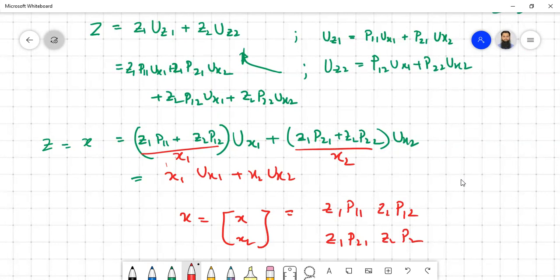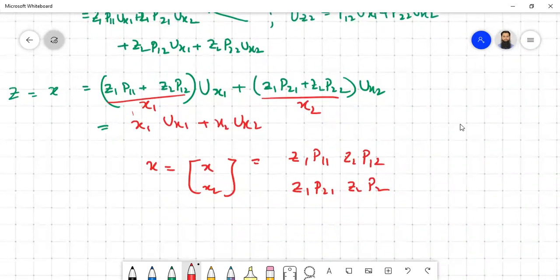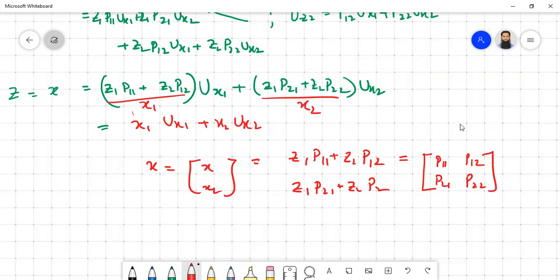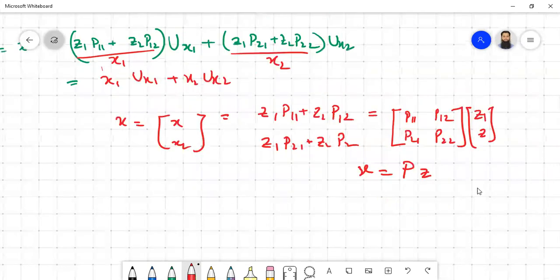Okay, so this is a summation. This is your x1 and this is your x2. Now, if you separate the variables, you have p11, p12, p21, p22, then you have z1, z2. So this is a matrix P and this is your matrix Z, which is actually equal to your matrix X.